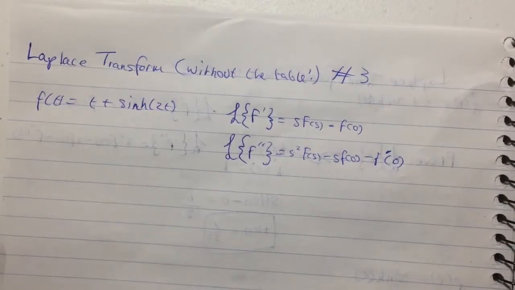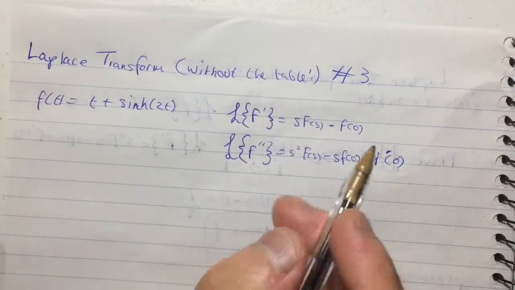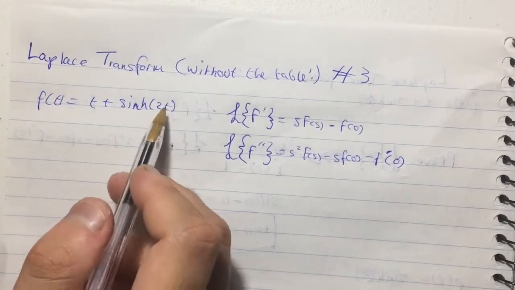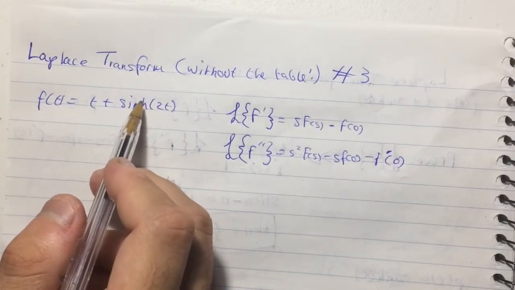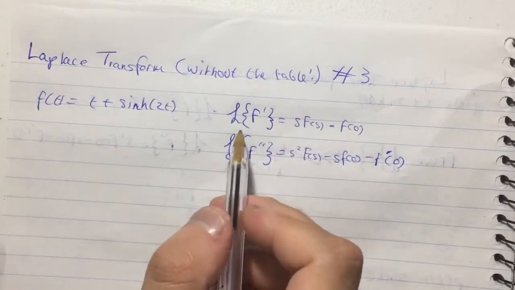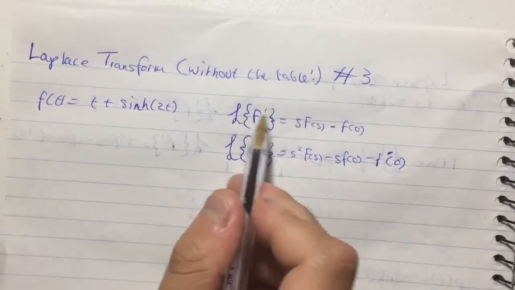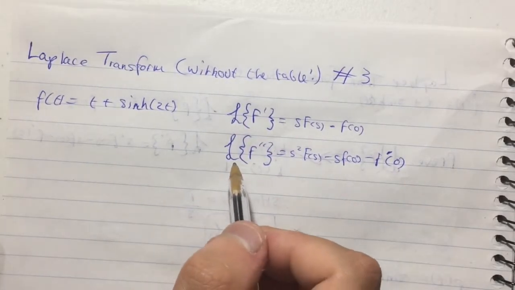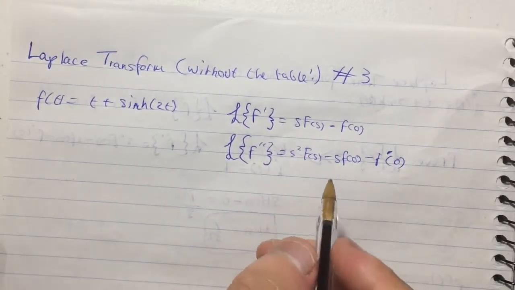Alright, this is my third example of proving a Laplace transform without the table. In this example, I have f of t is equal to t plus sinh of 2t, also known as hyperbolic sine of 2t. It's interchangeable with me. And I have two formulas, the ones that we always use in these examples: the Laplace transform of the first derivative, and the Laplace transform of the second derivative of a function.